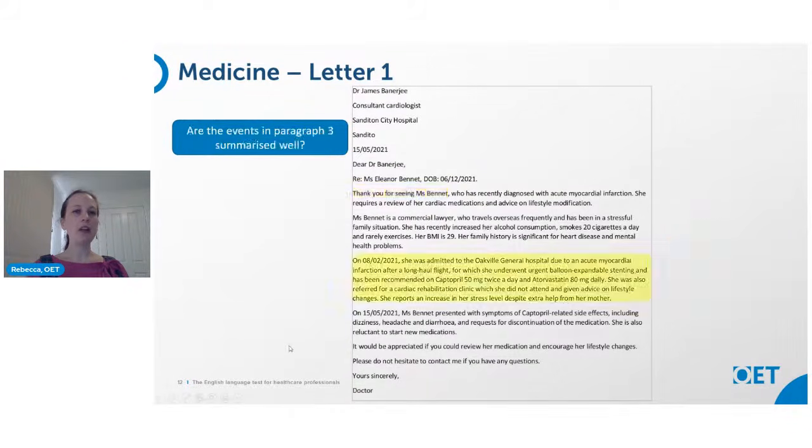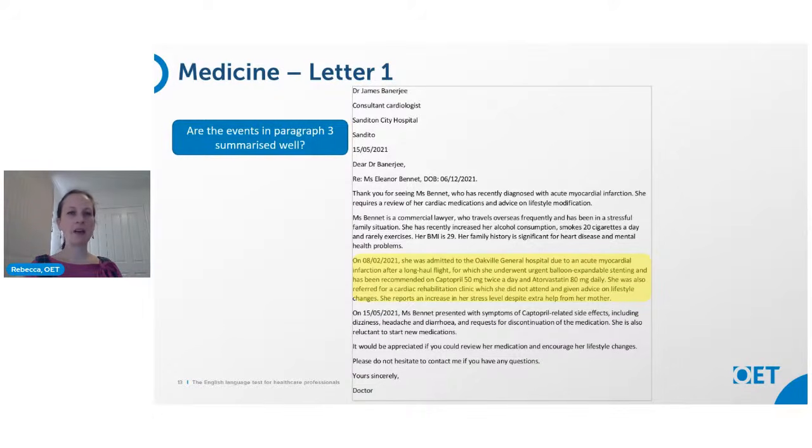So now having a look at paragraph 3, what do you think about how Ha has summarized the events on the 8th of February? Do you think these events have been summarized well or not particularly well? Do you think they've been summarized poorly? So another poll question coming into the chat now for you to answer.